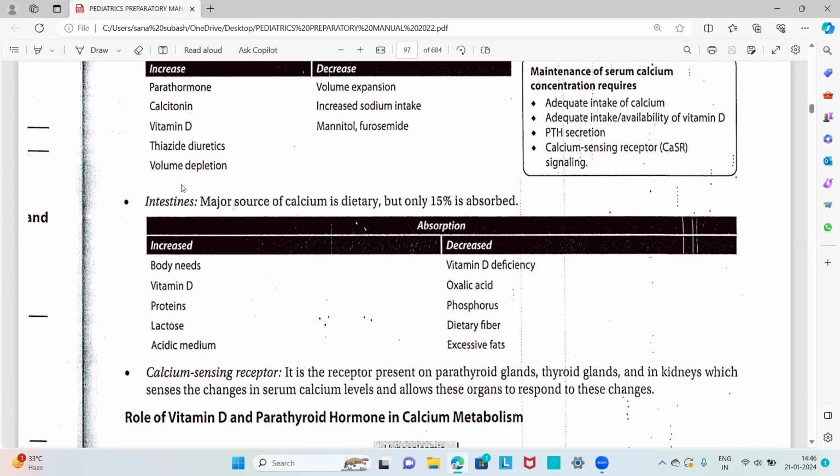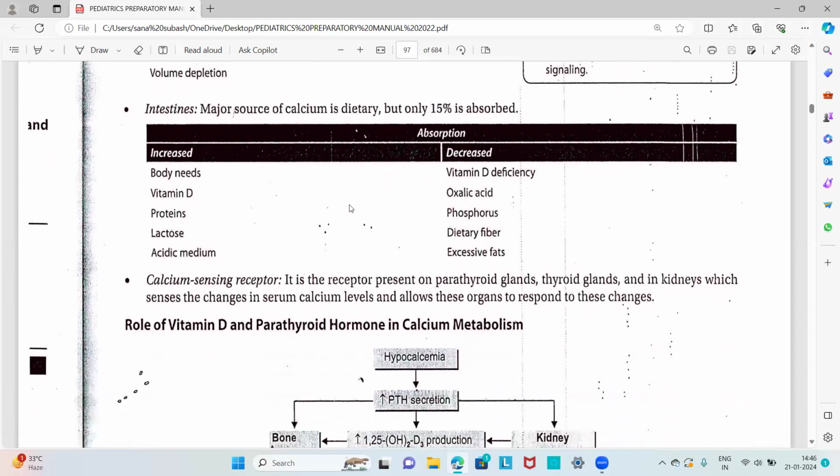Also from the intestines, the major source of calcium is dietary, but only 50% is absorbed. Absorption is increased if there are increased body needs, and by vitamin D, proteins, lactose, and an acidic medium. Absorption is decreased in vitamin D deficiency, because vitamin D causes increased absorption from the intestine. Oxalic acid also decreases absorption, because the calcium binds with oxalic acid to form calcium oxalate, so free calcium is not available, and it is excreted through the urine.